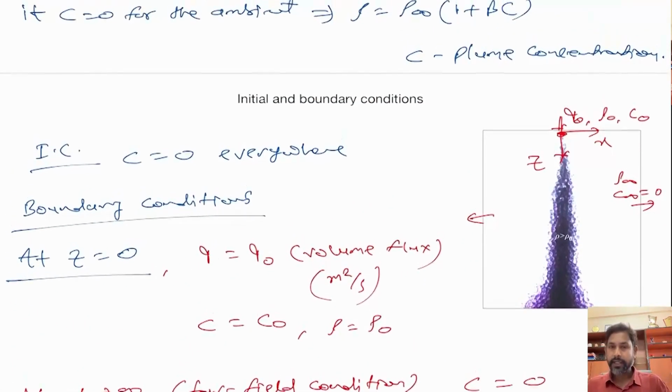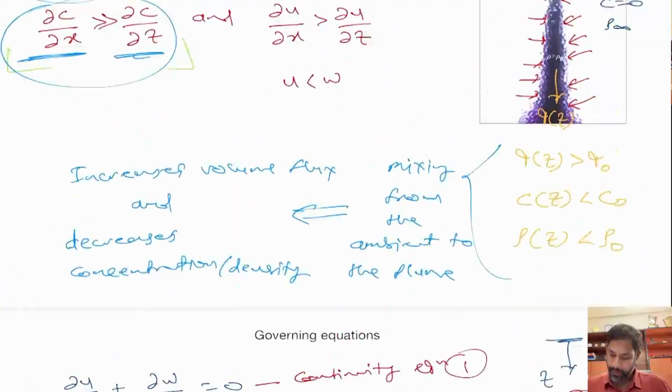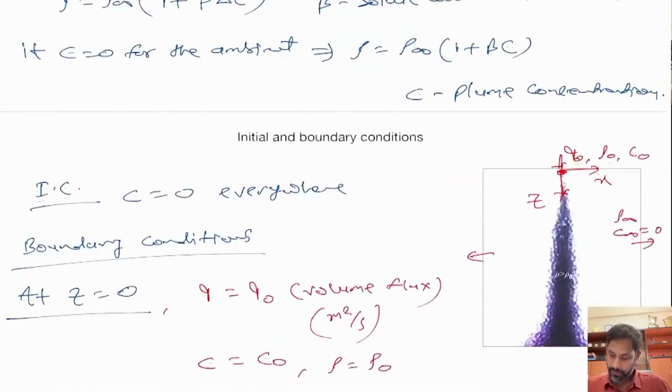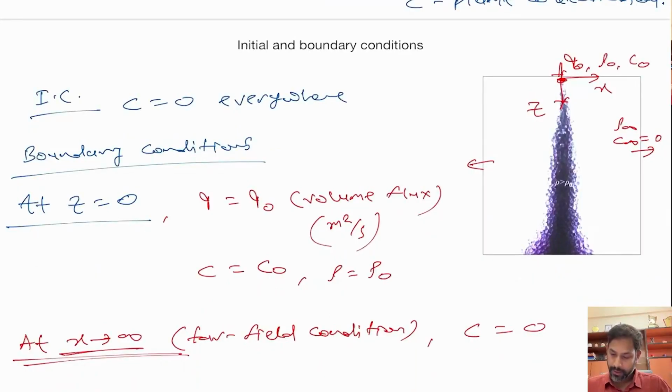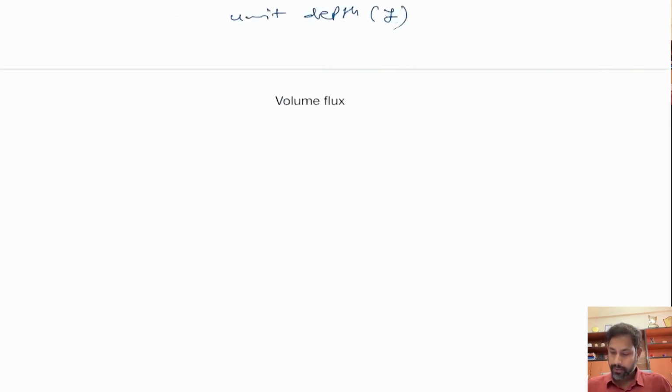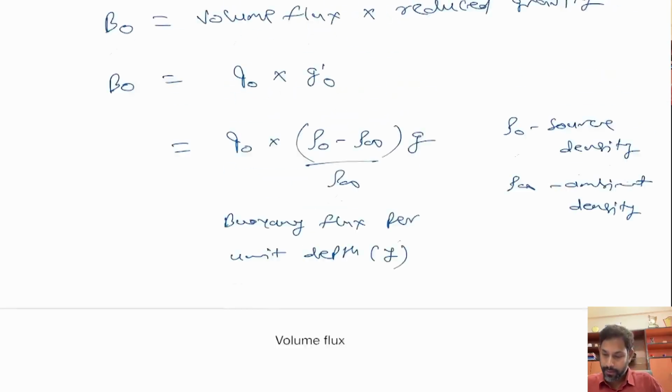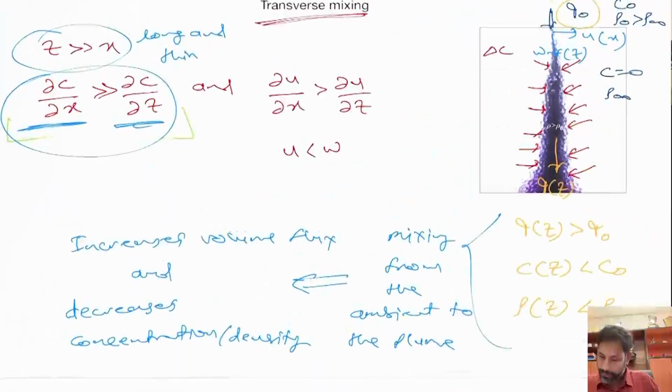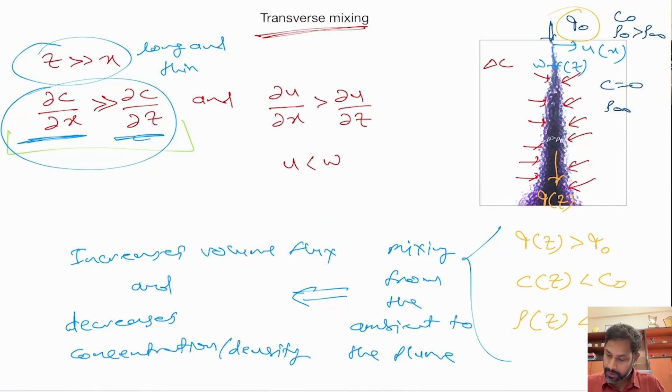Okay, so now we have defined the complete problem. We have the governing equations, we have the initial and boundary conditions, and we have another boundary condition at the source, and this gives us the solution for volume flux. So these are the things that we are trying to find out: volume flux with respect to depth, then concentration and rho with respect to Z. Okay, so let's start with the volume flux.